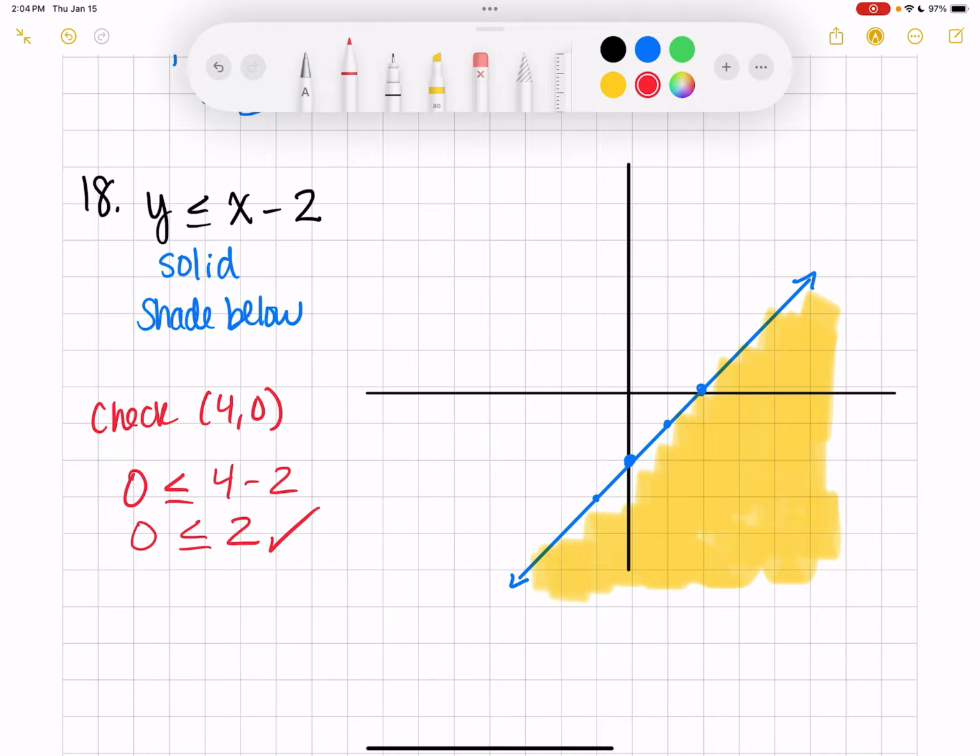So did you just put random things on there? I'm kind of confused because the thing really says y is less than or equal to x minus 2. Then it says solid and shade below. Right. My line is going to be a solid line, and I shaded it below.